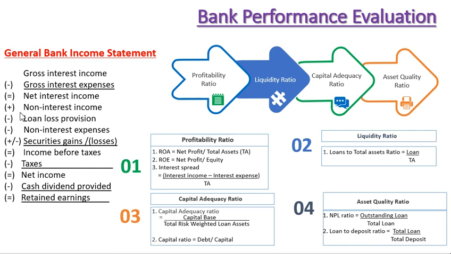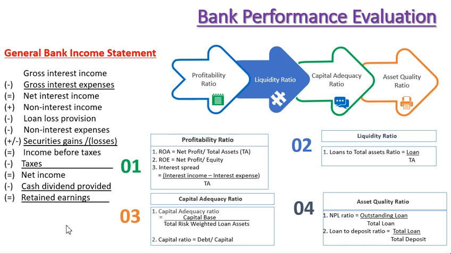Loan loss provision is basically a reserve account established by the bank in anticipation of loan losses in the future. So this item needs to be subtracted in the income statement, and also subtract the non-interest expense. Non-interest expenses are, for example, salary, office equipment, and other expenses not related to the payment of interest on deposits. And plus or minus any security gains or losses, you get the income before tax. Minus tax, you have net income. From this net income, minus the cash dividend provided, you get the retained earnings. So these are the general bank income statement items.